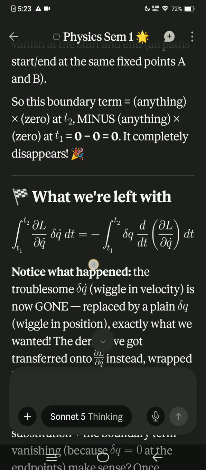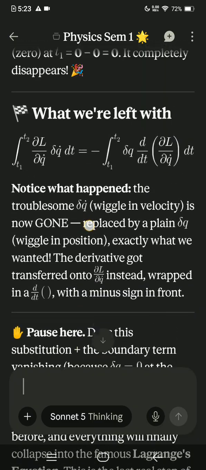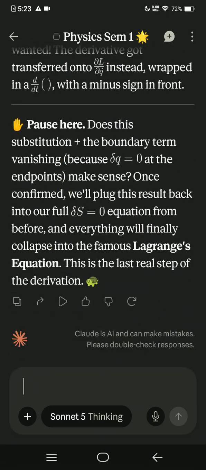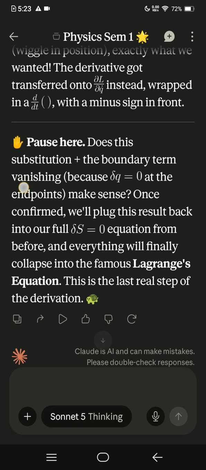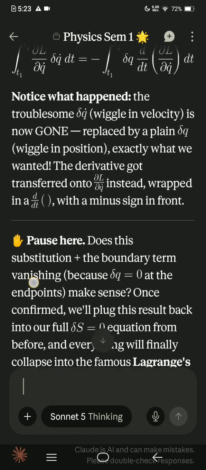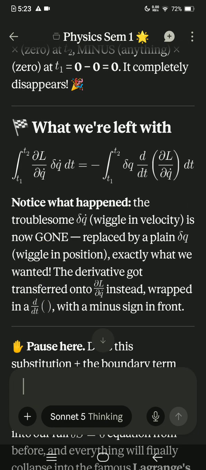How does this make sense? For 0, does this substitution plus boundary term vanishing, because del q equals 0 at the endpoint, make sense? Once confirmed, we'll plug this result back into this equation from before and everything will finally collapse into the famous Lagrangian equation. This is the last step of the derivation. Let's just do it actually.